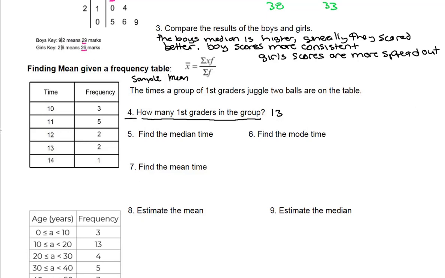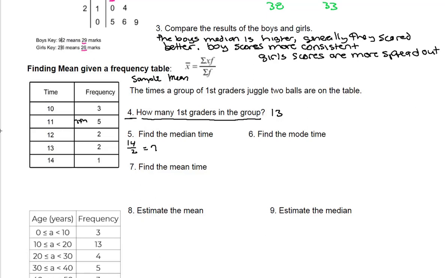Now, in order to find the median, we need the middle piece of data. There are 13 pieces of data. There were 13 first graders. And if I take 13 plus 1, I'm going to get 14. 14 divided by 2, that's going to be the 7th piece of data. So these are already ranked. The numbers go from 10, 11, 12, 13 to 14. So all I've got to do is find the 7th piece of data.